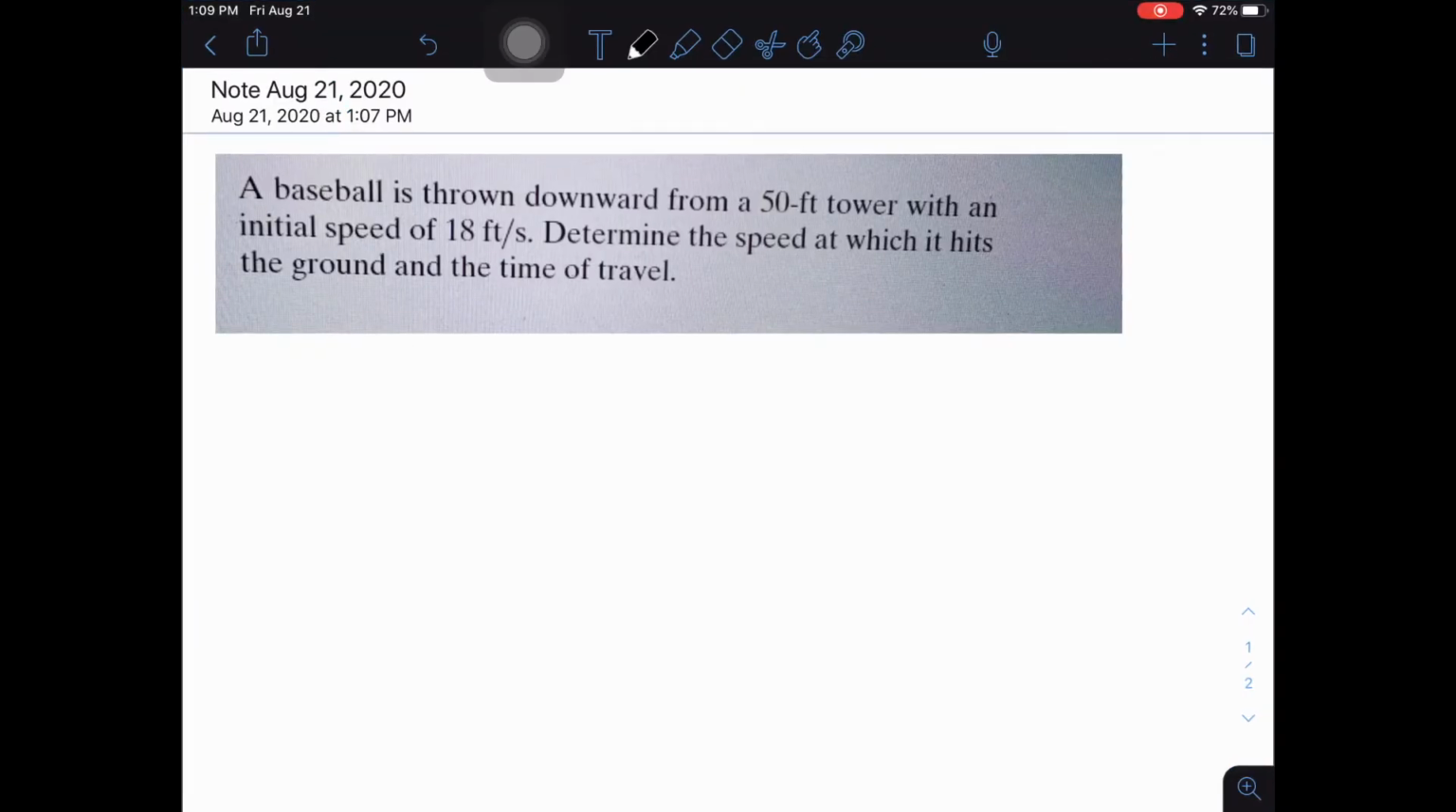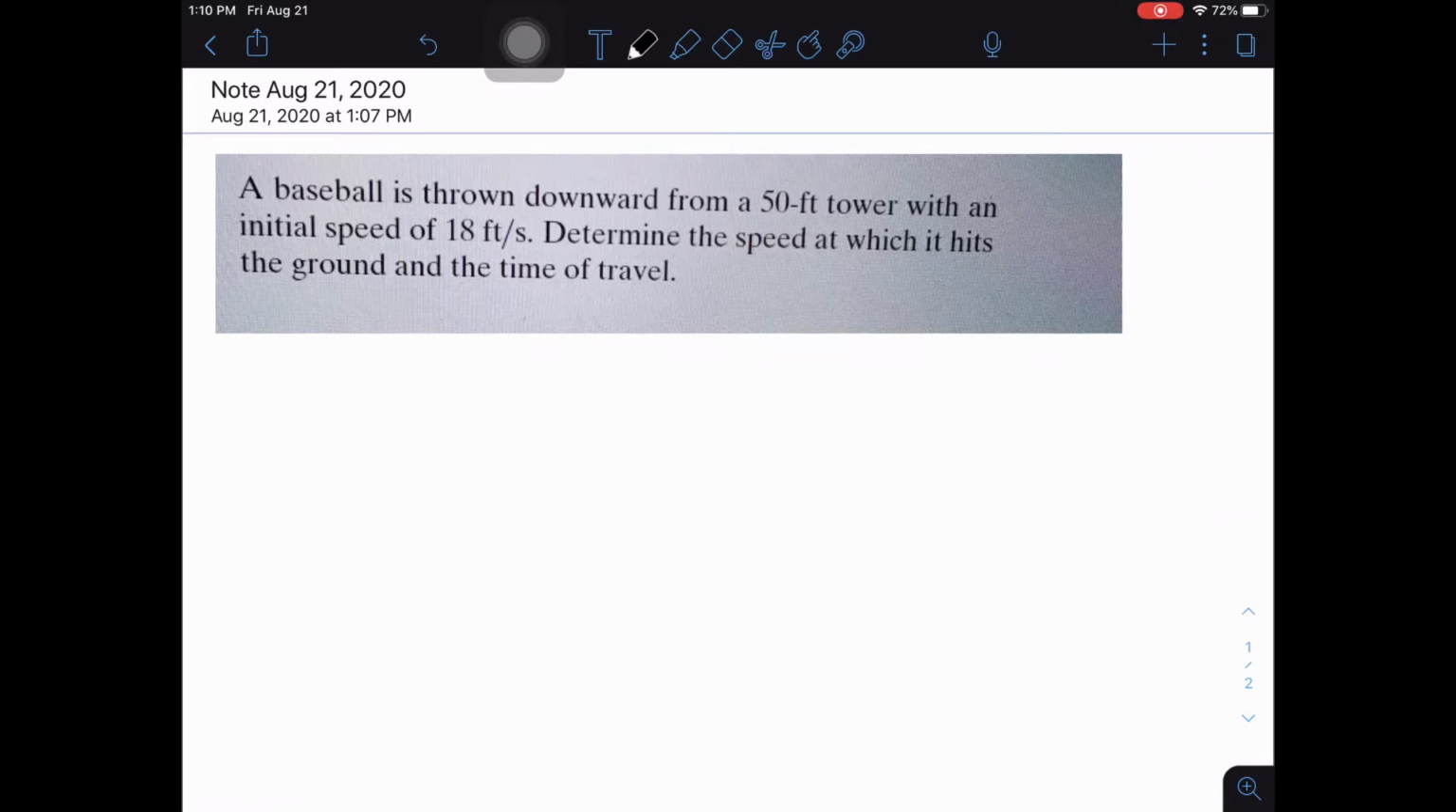So again, we will be having a video tutorial in dynamics. So here is our item. We have a baseball thrown downward from a 50 feet tower with an initial speed of 18 feet per second. So we are asked to determine the speed at which it hits the ground and the time of travel.